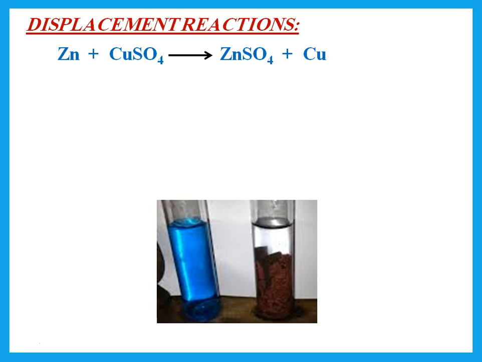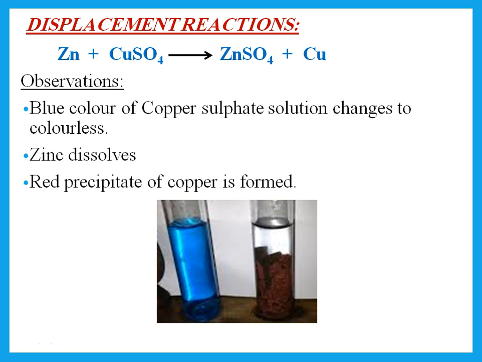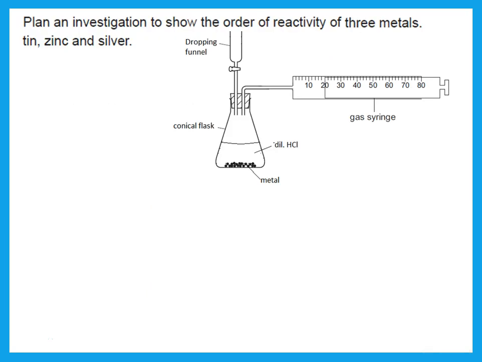So zinc displaces the copper because it is more reactive, and that means the blue color of the copper sulfate solution becomes colorless. The piece of zinc that I added will dissolve, and I'm forming copper metal. You have to remember that the appearance of copper metal is a reddish brown solid, a reddish precipitate, that is formed.